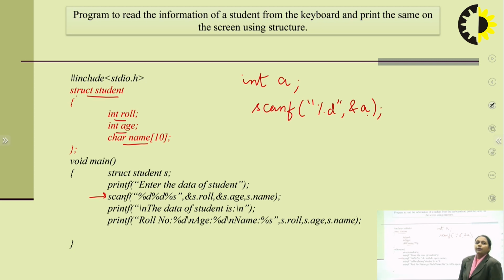But as we are discussing a structure, how do we access variables declared within a structure? With the help of the dot operator. So here we will provide the address like s dot roll.